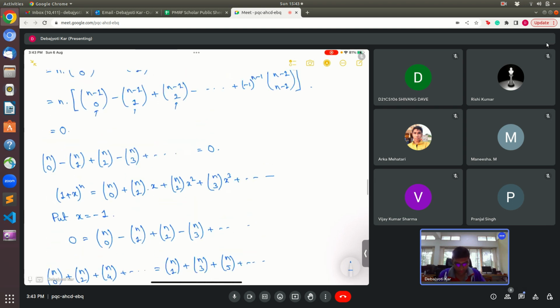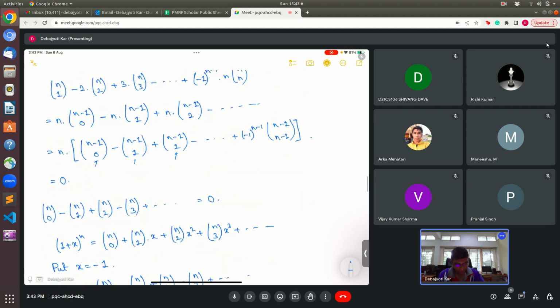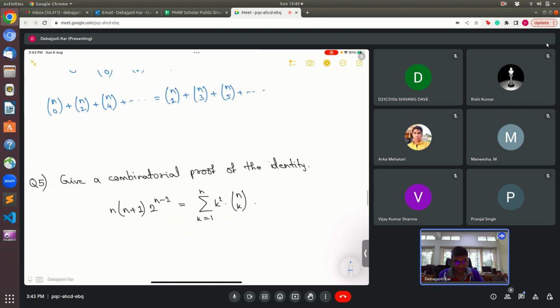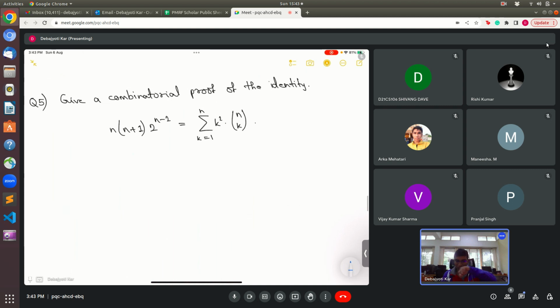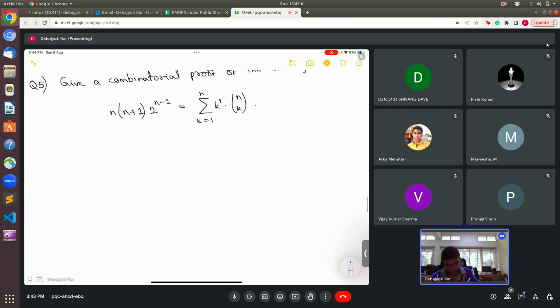So I hope this is clear. Let's move on to the next question. We are asked to show again a combinatorial proof of this identity. What this is saying is that the summation of k squared times n choose k is equal to n times n plus 1 times 2 to the power n minus 2. So you have to prove this again combinatorially.